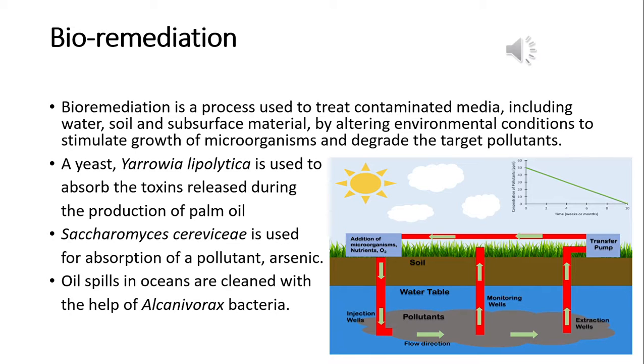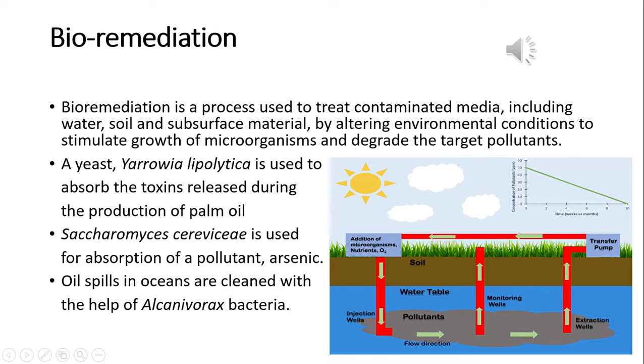We'll see the examples. A yeast called Yarrowia lipolytica is used to absorb the toxins released during the production of palm oil. Another example is Saccharomyces cerevisiae, which is used for absorption of a pollutant in the arsenic industry. Oil spills, which occur during extraction of crude oil like petrol and diesel, mainly in the oceans, are cleaned using Alcanivorax bacteria.